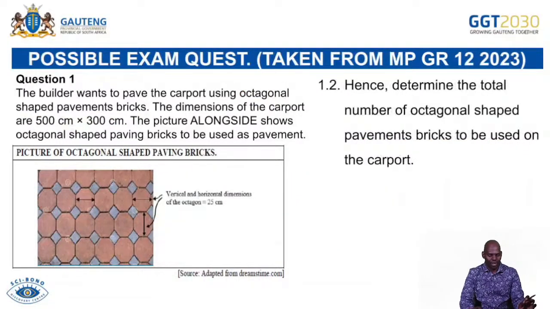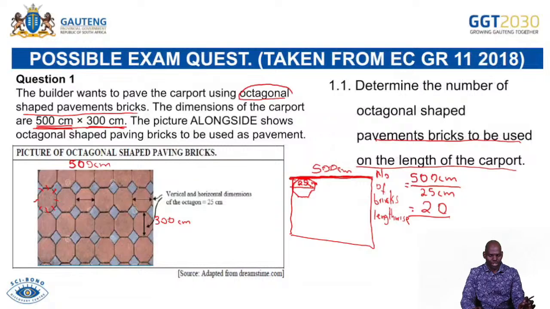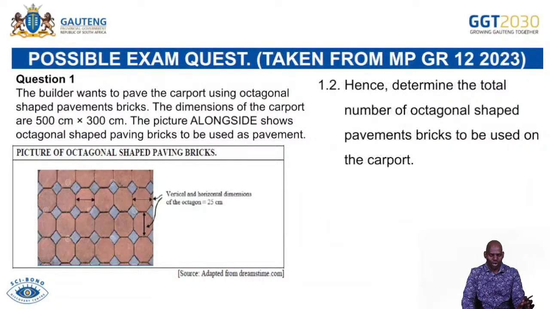Okay, so that was question 1.1. Now for question 1.2, they say hence. The scenario is still the same. And remember, boys and girls, when a question starts with the word hence, it simply means use the answer or the information from the previous question. So hence, determine the total number of octagonal shaped pavement bricks to be used on the carport.